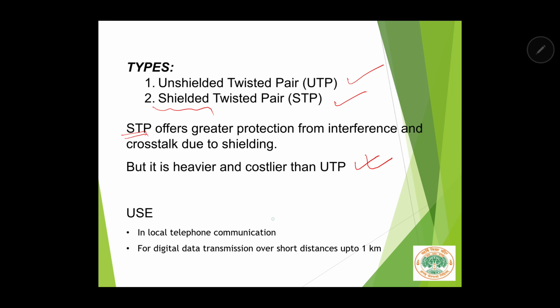Its uses are in local telephone communication and for digital data transmission over short distances, up to 1 kilometer. So the range of twisted pair cables is very less. It is only up to 1 kilometer. So you will generally find twisted pair cables in local telephone communication.